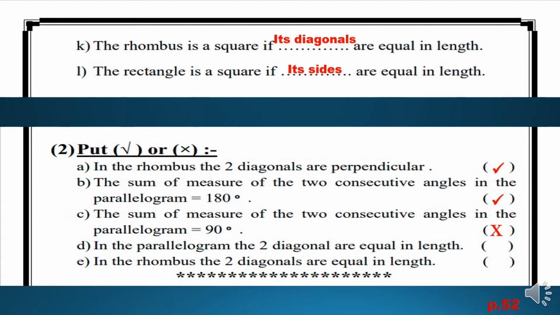In the parallelogram, the two diagonals are equal in length. No, the two diagonals are not equal in length, they only bisect each other. In the rhombus, the two diagonals are equal in length. Also wrong. The two diagonals are equal in length only in the square and the rectangle.